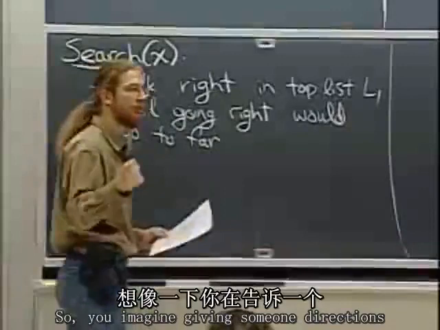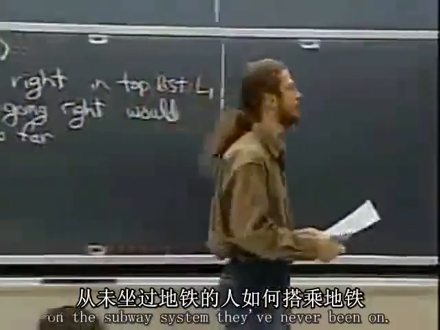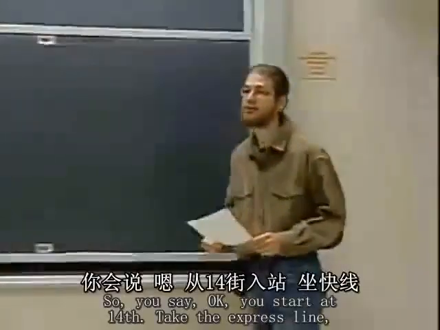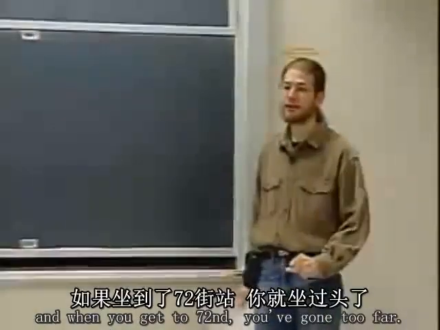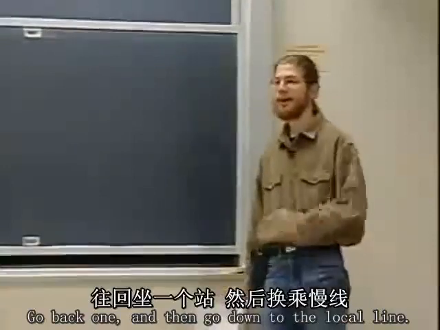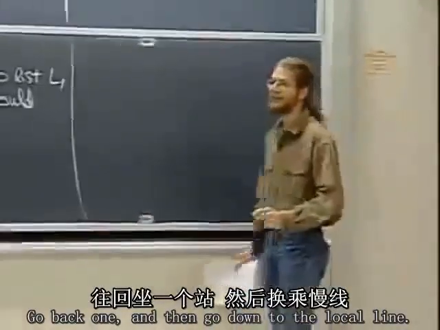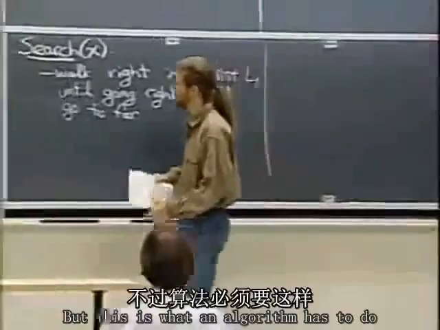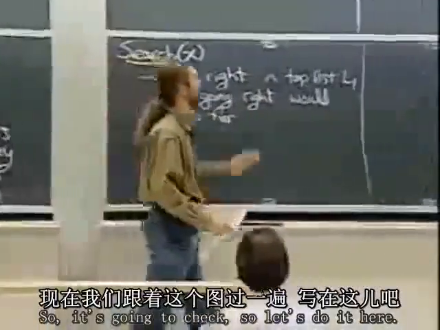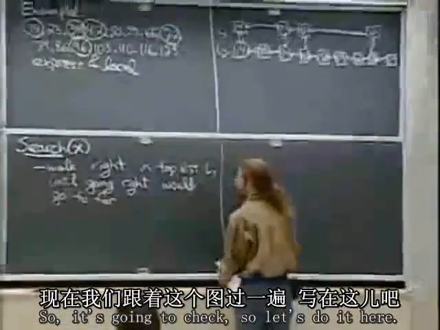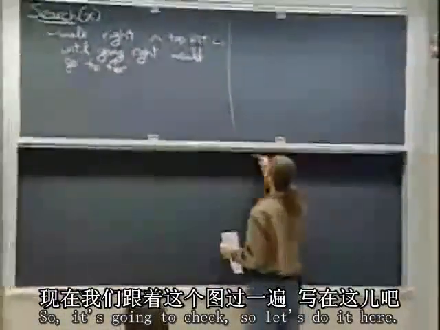So imagine giving someone directions on a subway system they've never been on. You say, okay, you start at 14th, take the express line, and when you get to 72nd, you've gone too far. Go back one, then go down to the local line. So really annoying directions. But this is what an algorithm has to do, because it's never taken the subway before. So it's going to check.